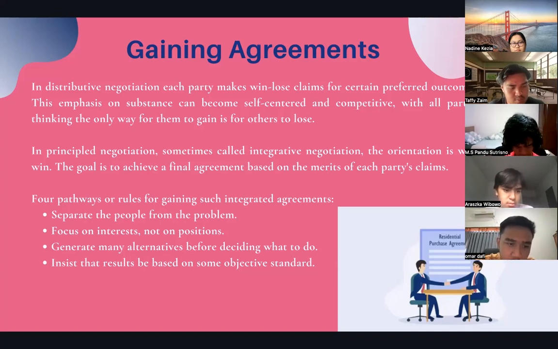There are four pathways or rules for gaining such integrated agreements. The first one, separate the people from the problem. The second one, focus on interests, not on positions. Generate many alternatives before deciding what to do. And the last one, insist that results be based on some objective standard.